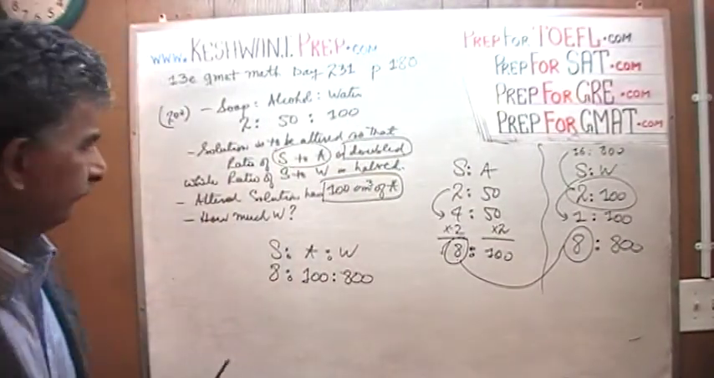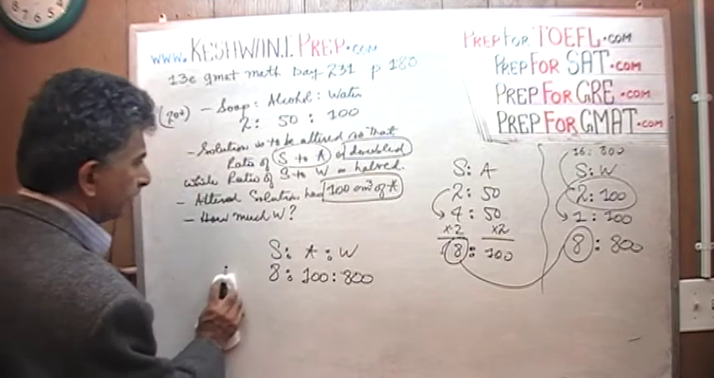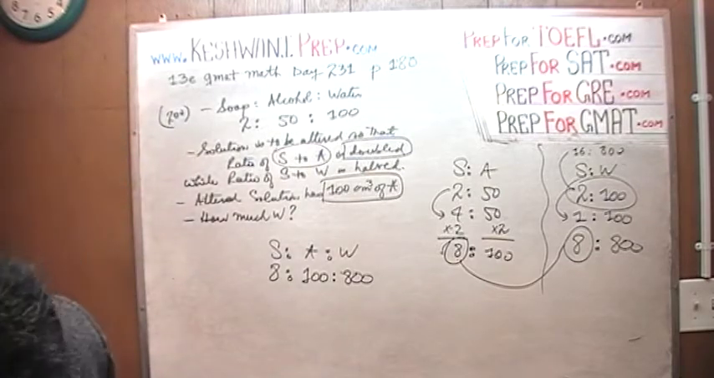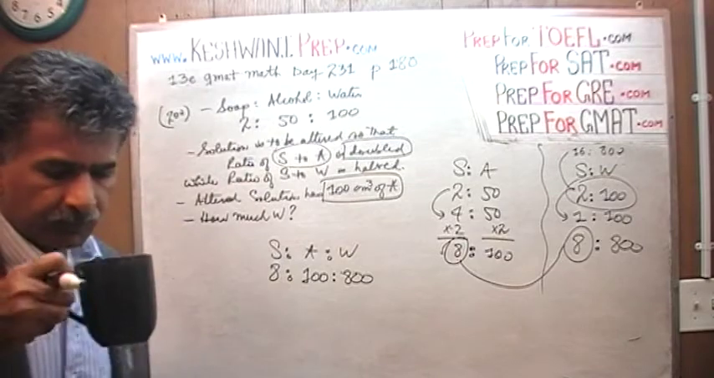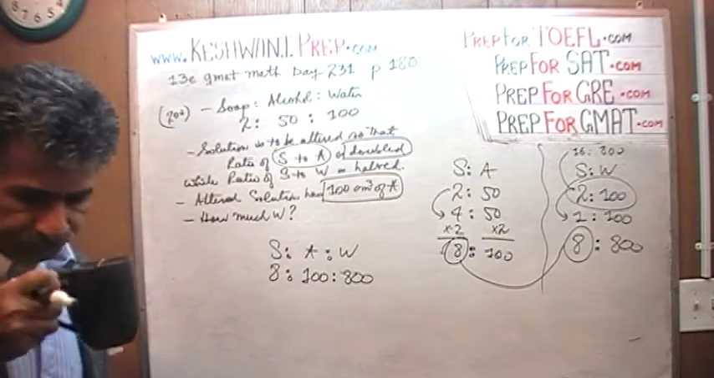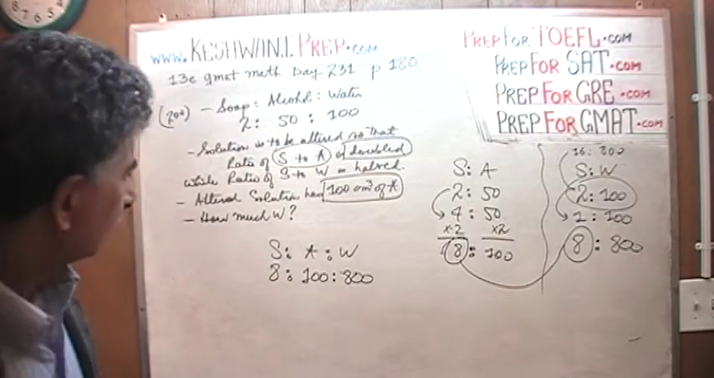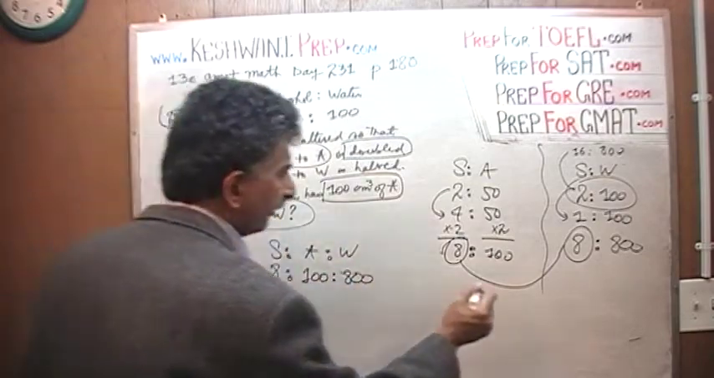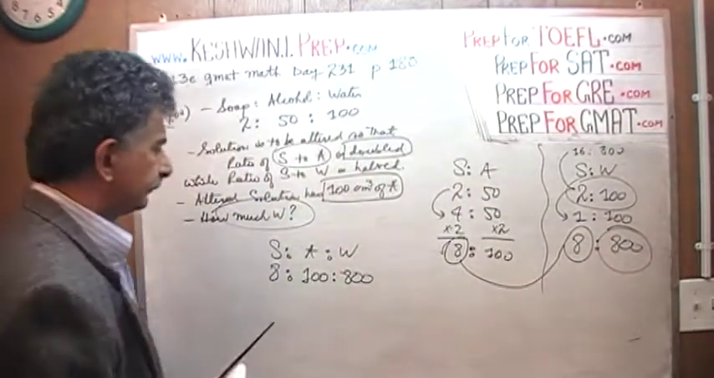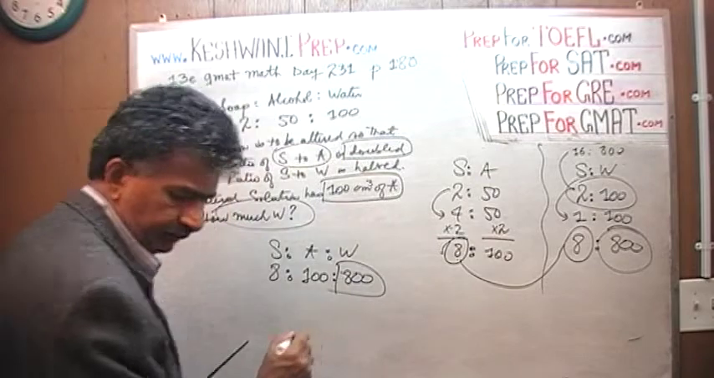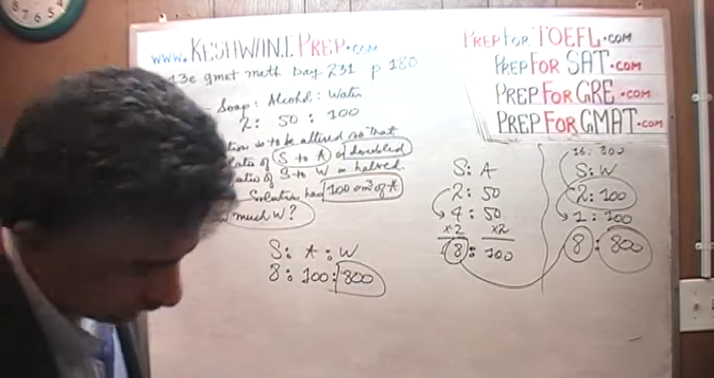Let's do next one, shall we? Next problem, number 201. We haven't answered the question yet. The question was, how much water do we have? The answer is 800. Answer choice E.